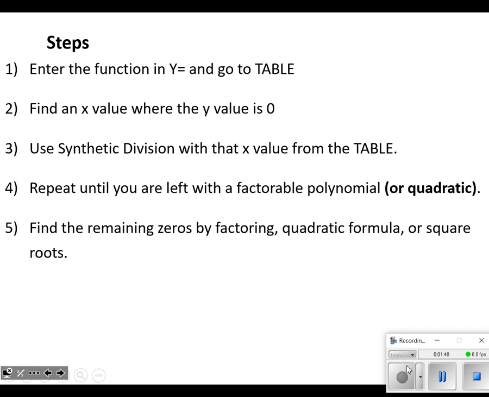This is the same thing as trying synthetic division over and over again with different x values. We're looking for that 0 output. That means we had a factor. That means we had a solution. Then we're going to use synthetic division with that x value that we gathered from the table to divide down our polynomial until it's something manageable.